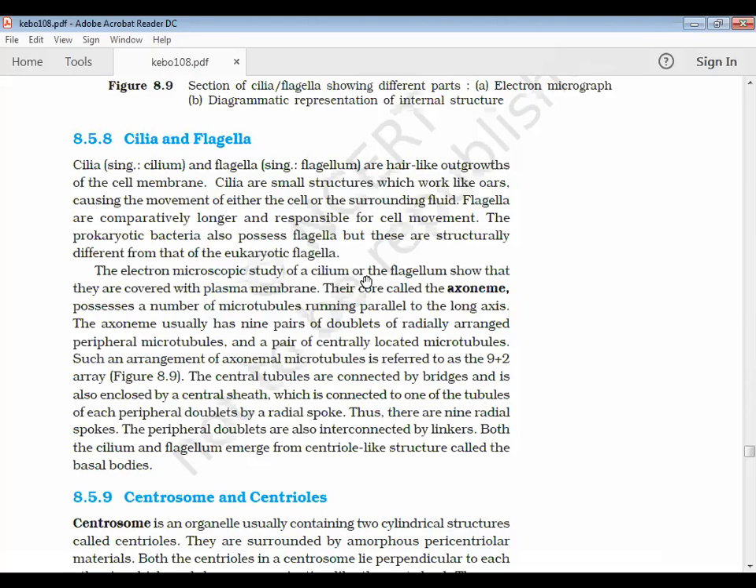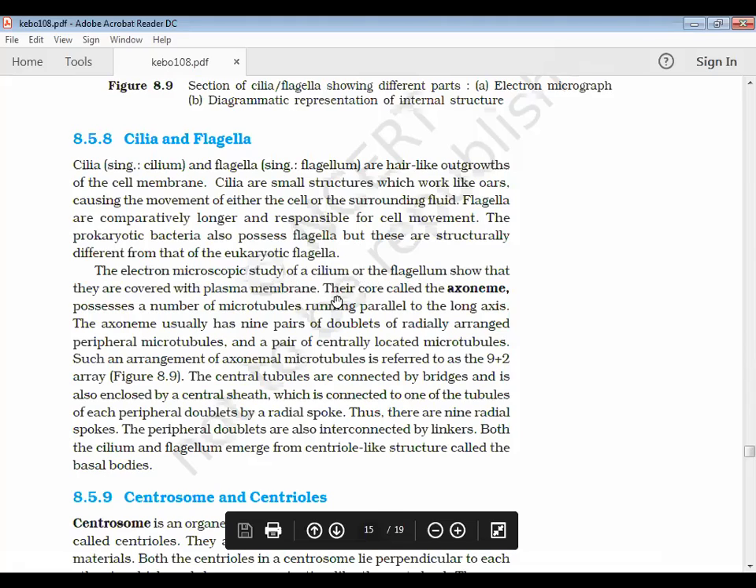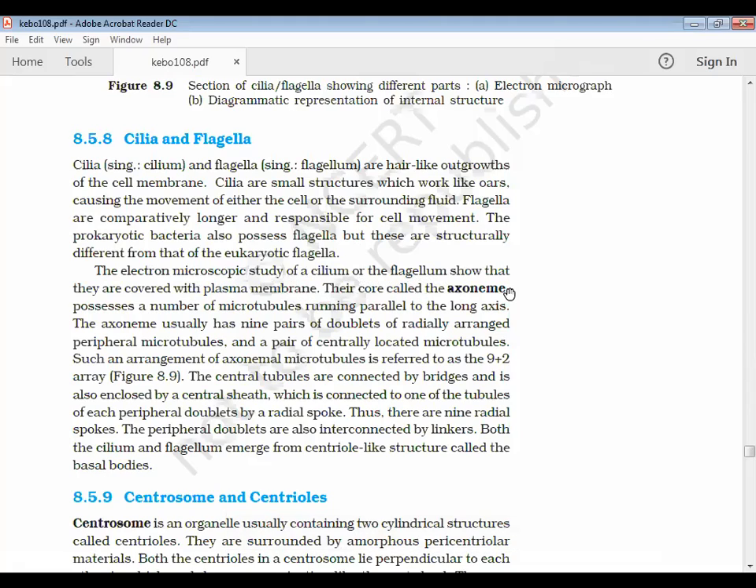The electron microscope study of the cilium or the flagellum shows that they are covered with the plasma membrane. Their core, called the axoneme, possesses a number of microtubules running parallel to the long axis. The axoneme usually has 9 pairs of doublets of radially arranged peripheral microtubules and a pair of centrally located microtubules. Such an arrangement of the axonemal microtubules is referred to as the 9 plus 2 array.